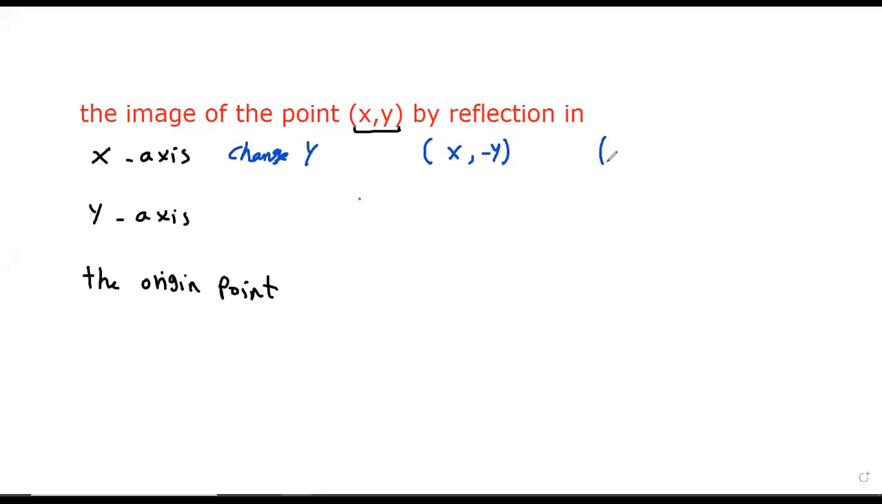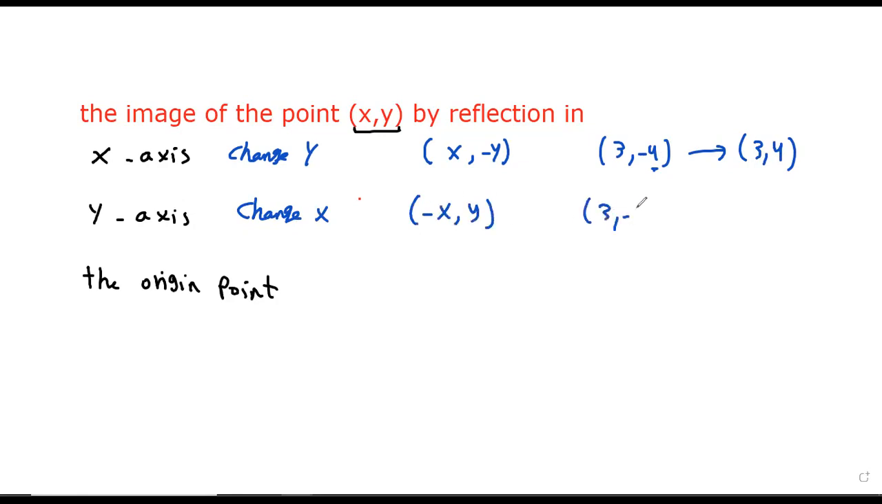x and negative y. Like the point 3 and negative 4: by reflection in the x-axis, change the sign of y, it will be 3 and 4. Reflection in the y-axis changes x, so it will be negative x and y. So if we have the point 3 and negative 4, by reflection in the y-axis, change the sign of x, it will be negative 3 and negative 4.